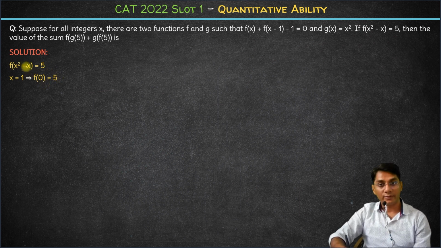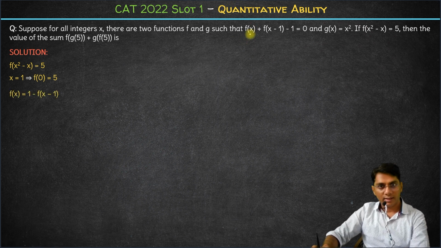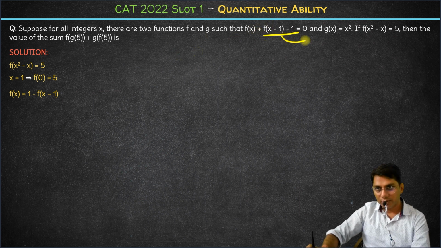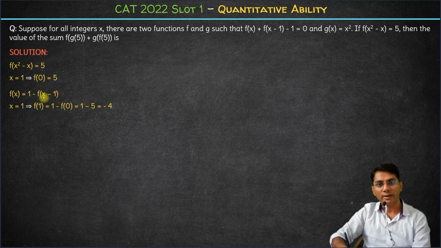Fine. Now if f of 0 is 5, now let's use this part. Substituting x equals to 1 again over here. Okay, so what we can do is we can take these two terms on the left hand side. So we have f of x is equal to 1 minus f of x minus 1. And now putting x equals to 1 again, we have f of 1 is equal to 1 minus f of 1 minus 1, which is 0. And f of 0 is 5. So 1 minus 5 is equal to minus 4. So f of 1 is equal to minus 4.